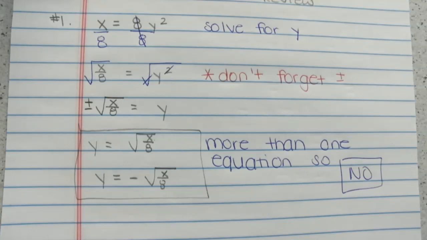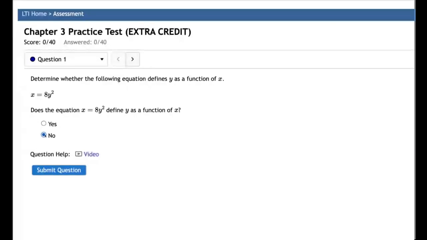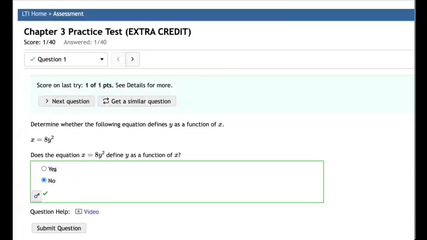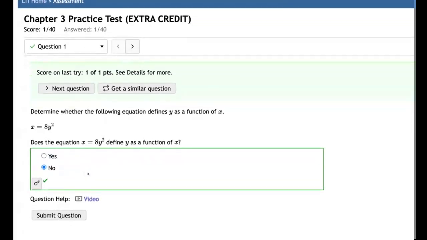So before I go to number 8, questions on number 1. All right, so going back. We said no, and that's it. So number 1 is no. If we're good on number 1, let's go to number 8.